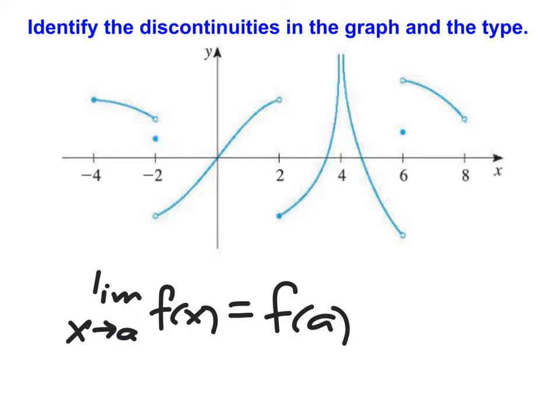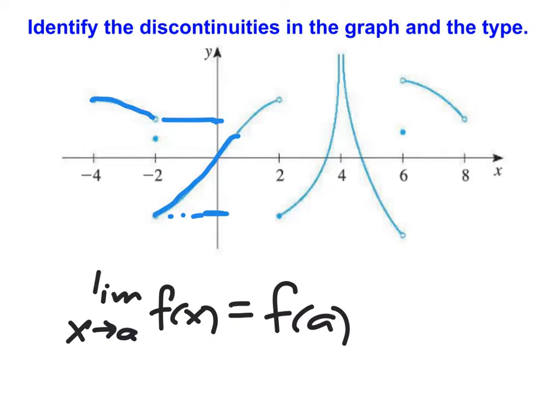So at -2, if I'm looking for the limit as x approaches -2 from the left, the limit that it's approaching is whatever this y value is here. We don't have a y scale, but we know it's that. If I'm approaching from the right side to find that limit, then I'm approaching this y value. So that tells me that the limit as x approaches a of f of x at -2 does not exist. There is no limit there.